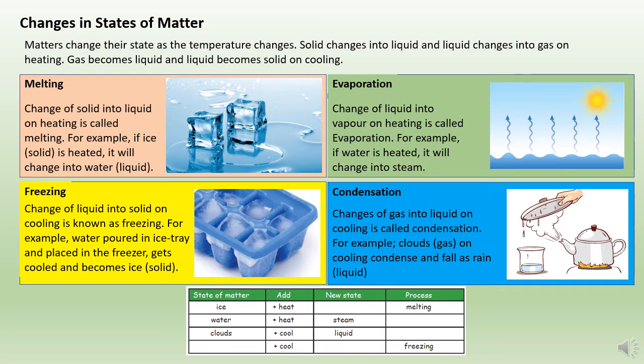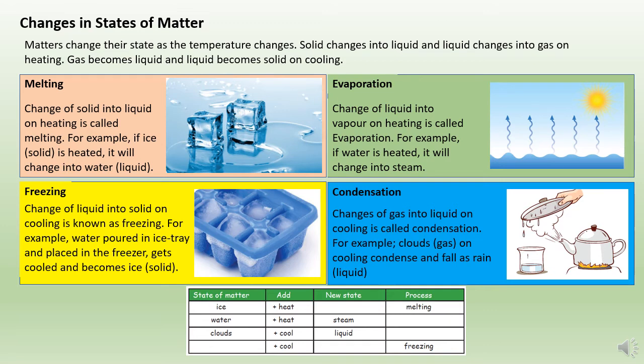The last one is condensation. So changes of gas into liquid on cooling is called condensation. So the example given is clouds. And when the clouds cool down, they fall as rain, which is in liquid form.